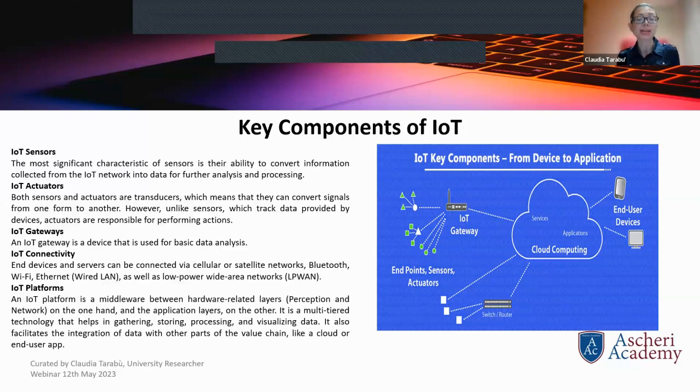The second element is the ensemble of IoT actuators. Both sensors and actuators are transducers, which means that they can convert the signals that they receive from one form to another form. But instead of sensors, which track data provided by the electronic devices, the actuators are responsible for materially performing actions.